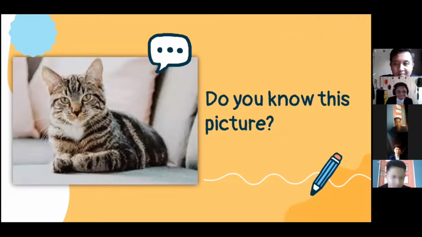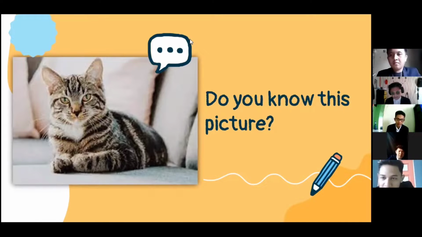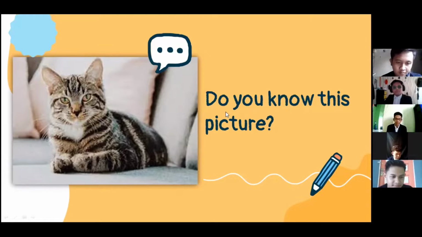Now, class, do you know about this picture? Yes, Mr. Okay. What is the picture, Anang? A cat, Mr. That's good. Can you give me one example type of cats you know, Anang? House cat, Mr. Good, good, good. Okay, Hendra, what else? Angora cats, Mr. That's right. There are a lot of types of cats in this world, and that's really amazing. Okay, now next slide.